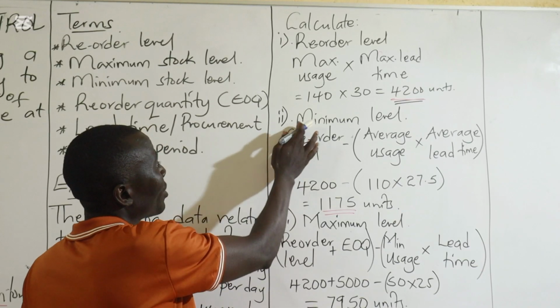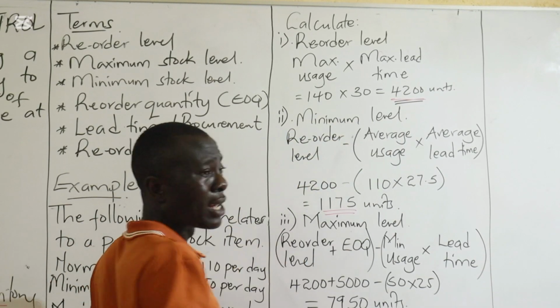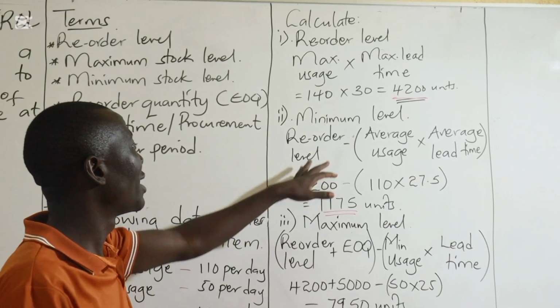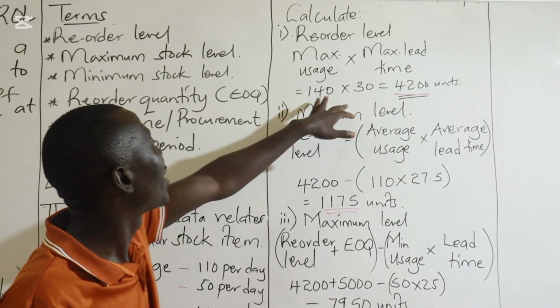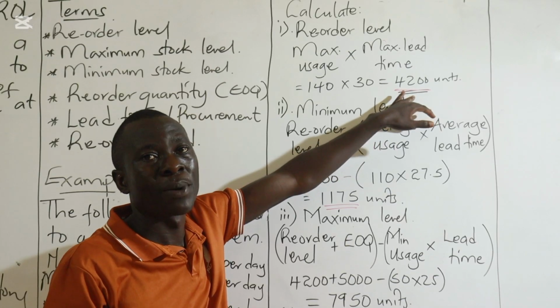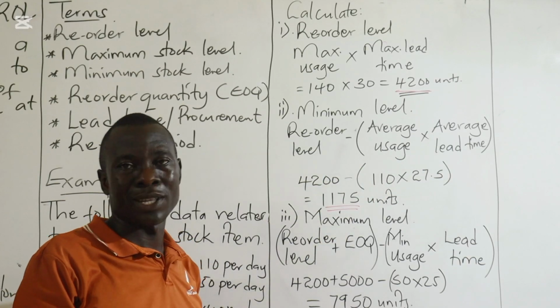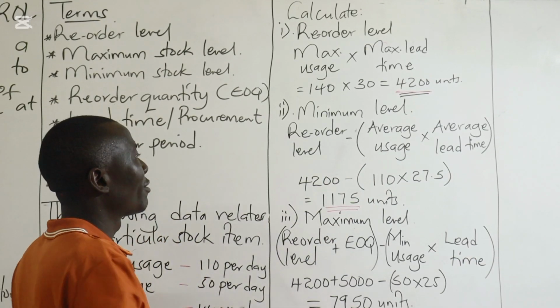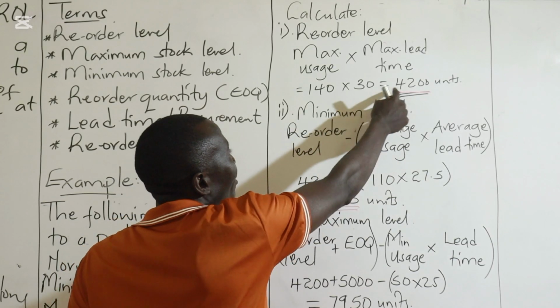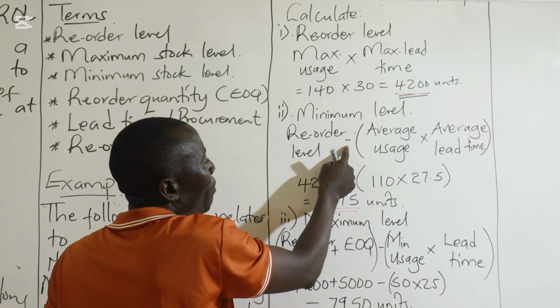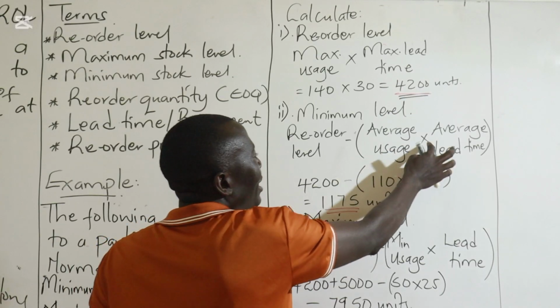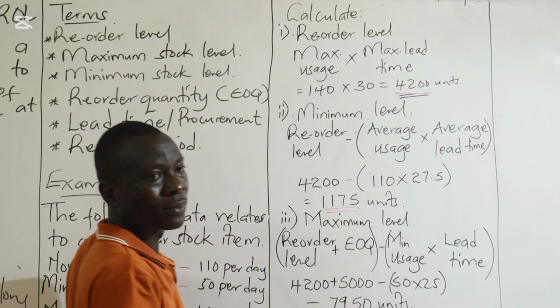2, we are being asked to calculate the minimum stock level, and the formula is reorder level. This is what we have gotten here in part 1, and therefore when you miss out on part 1, you risk missing out on the rest of the parts. So the reorder level, which we have here as 4,200, minus average usage times average lead time.